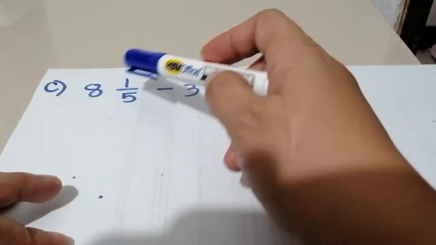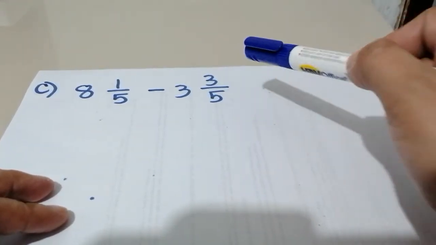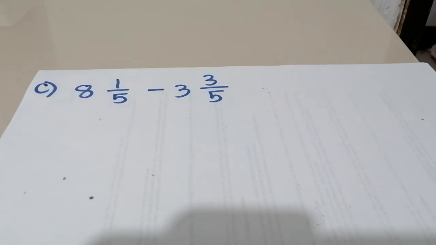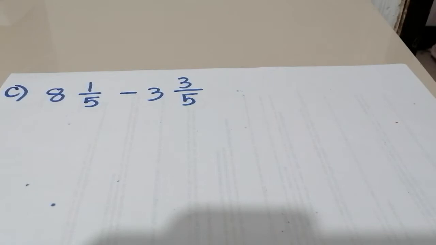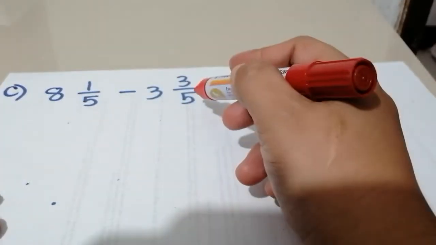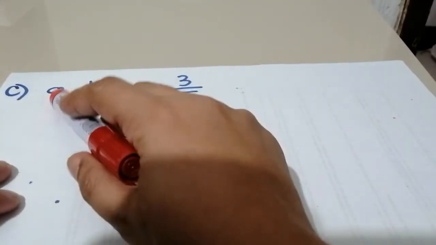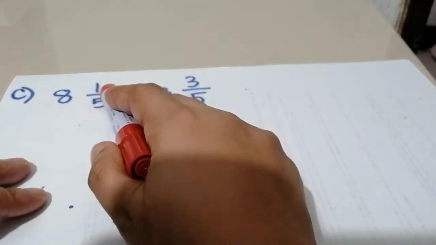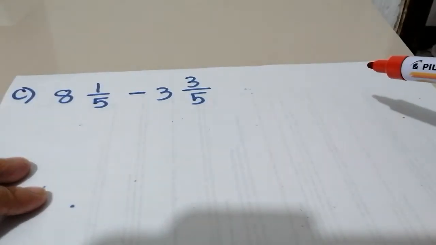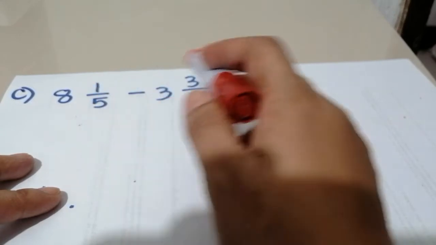So, 8 and 1/5 less 3 and 3/5. Kagaya ng sinabi ko kanina, we are going to just subtract the fraction. It's because the fractions are similar fractions. So, ang isusubtract lang natin dito ay yung whole number at yung numerator. But, take note, 1 minus 3 here cannot be subtracted. Why? Because yung 1 dito is smaller than 3.